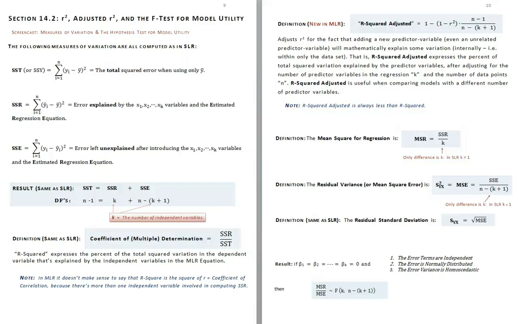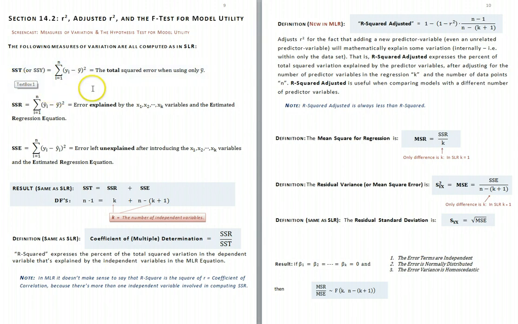This screencast is about the multiple linear regression measures of variation and about a hypothesis test for the overall usefulness of a multiple linear regression model. The quantities SST, SSR, and SSE are the same as in simple linear regression.